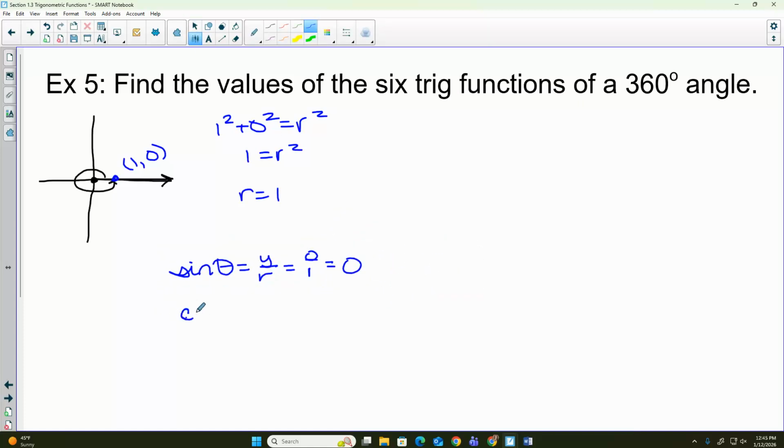Cosine, x over r. So in my ordered pair, the x value is 1, my r is 1, 1 over 1 is 1. Tangent, y over x. So my y is 0, x is 1, 0 divided by 1, 0.